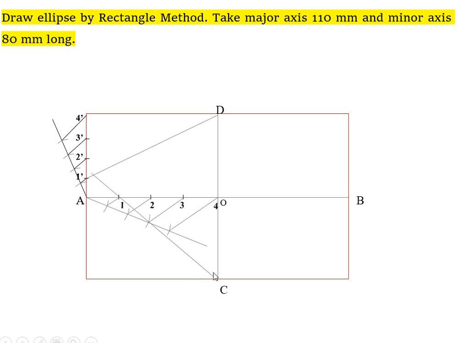Now from point C to 1, draw one line and extend it up to the 1 dash line. So find the new point here. Same procedure for 2 and 3. So find another new point on the 2 dash to D line and another on the 3 dash to D line. From C to 3 is a line, extended up to the 3 dash line. So this comes in the form of a curve. This curve is joined by freehand up to D.